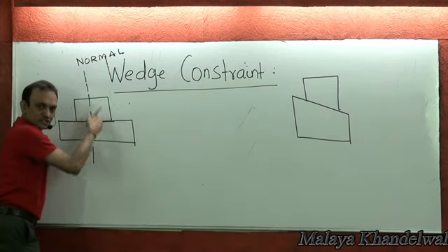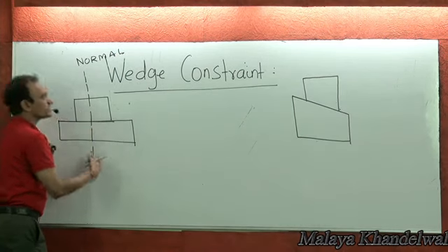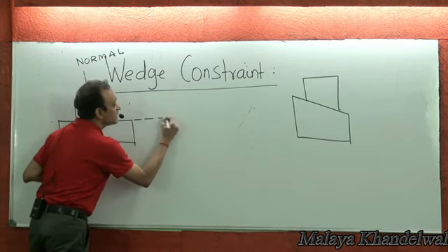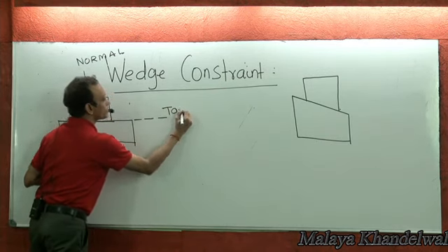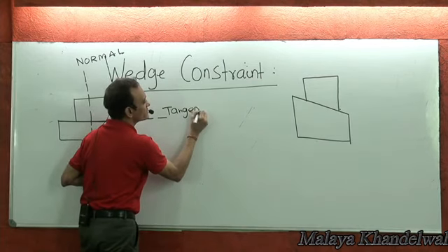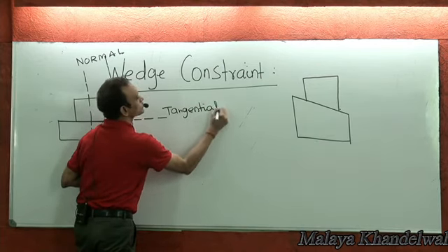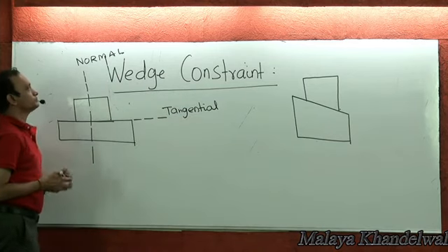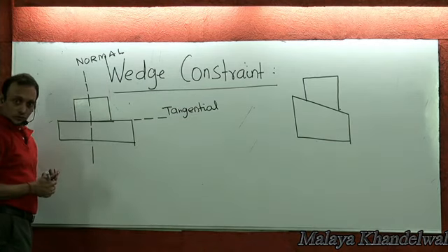These are two surfaces in contact. This is the common normal direction. This is the tangential direction, right? This is the tangential direction, or sometimes also referred to as the parallel direction. Right?